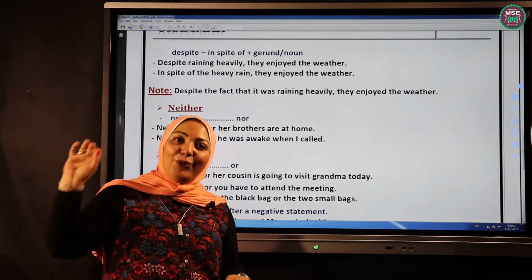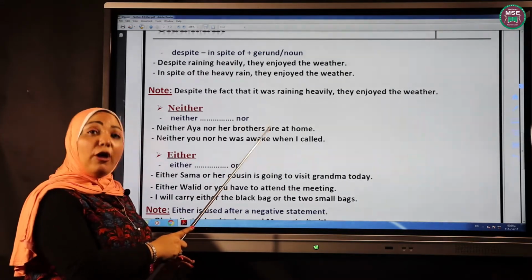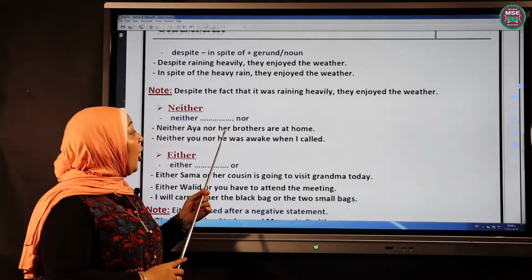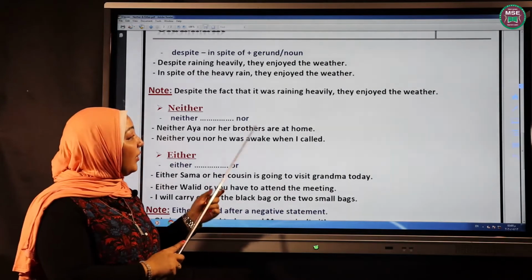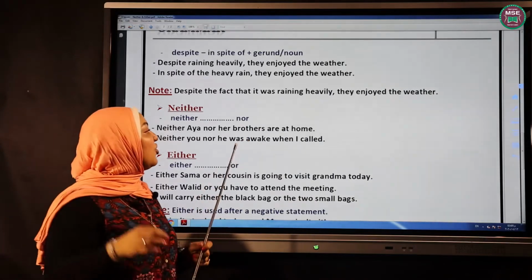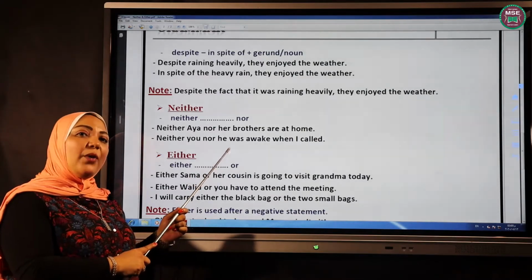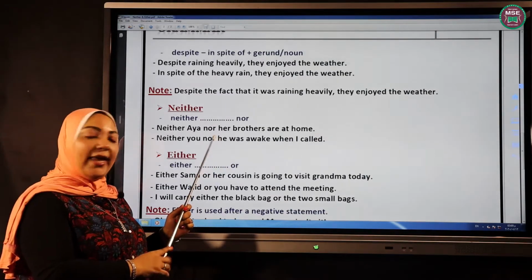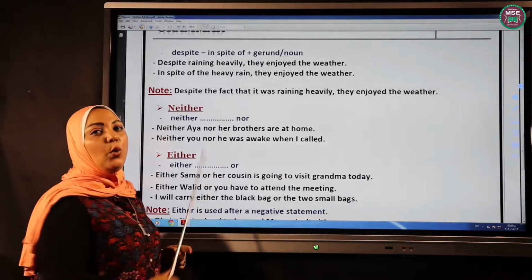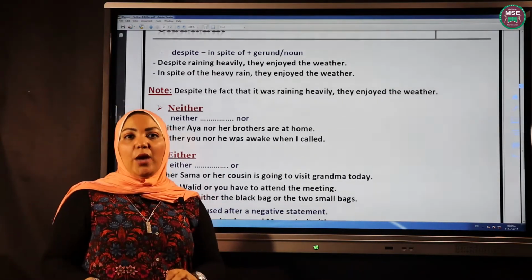How can I decide the verb in a sentence with neither? Actually, the verb follows the closer noun. Okay? For example, in the first sentence, her brothers. This is the noun that is very close to the verb, so the verb goes with it: her brothers are. But in the second sentence, the pronoun that is close here is singular. Okay? You have here a singular pronoun, which is he. So I will say was. Okay? So the verb goes with the closer noun or pronoun.